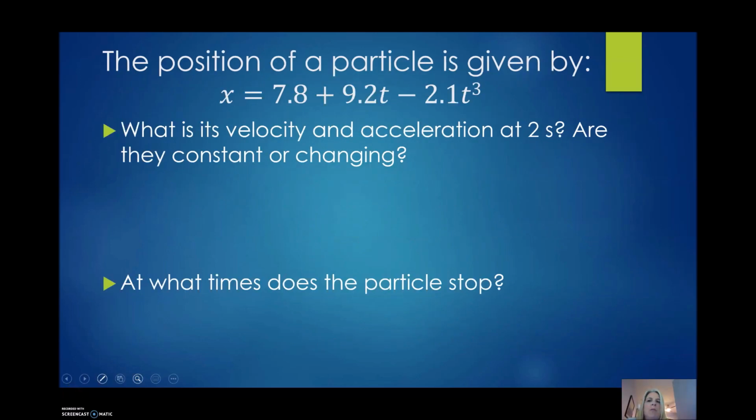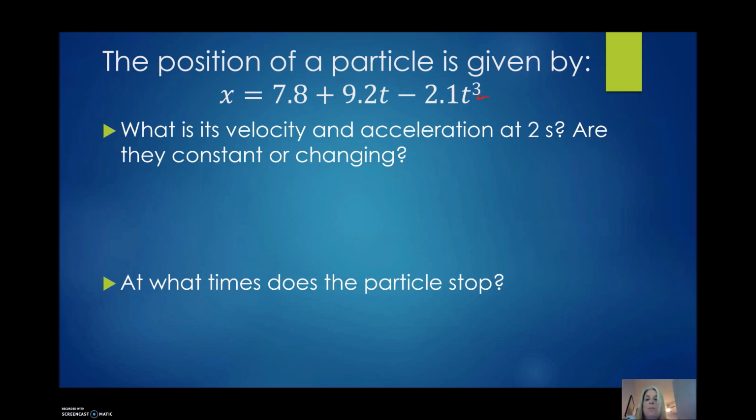So let's do one more problem. Here is another position equation for a particle, and you'll notice this one we can't do the old way. We can't use the normal kinematic equations because this time we have a t cubed and not a t squared. So in this case, I want to know the velocity and acceleration at 2 seconds.